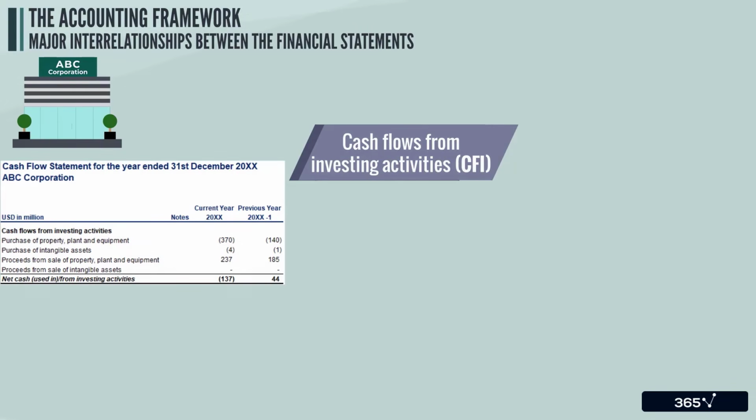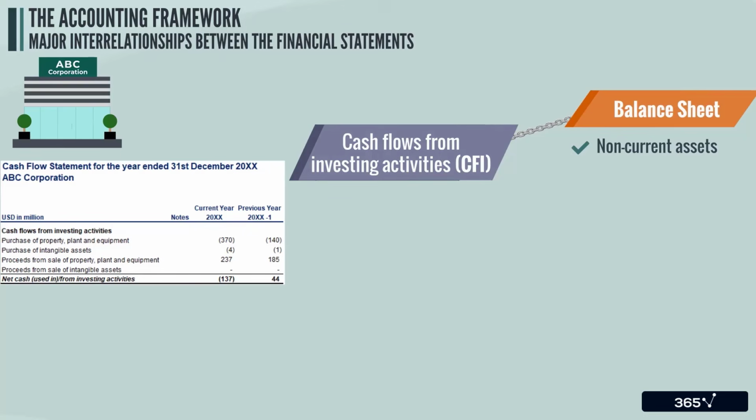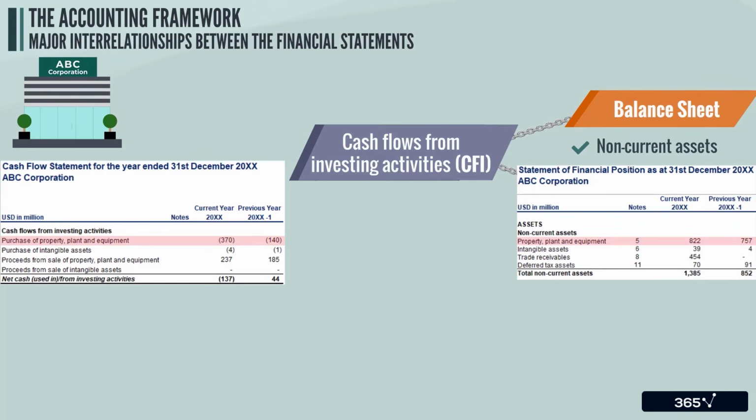The next section is cash flows from investing activities, or CFI. Looking at the items listed here, can you guess where they stem from? Yes, that's right. They all refer to changes in a firm's non-current assets. If ABC purchases some fixed assets, these events affect the property, plant, and equipment line item in the balance sheet.